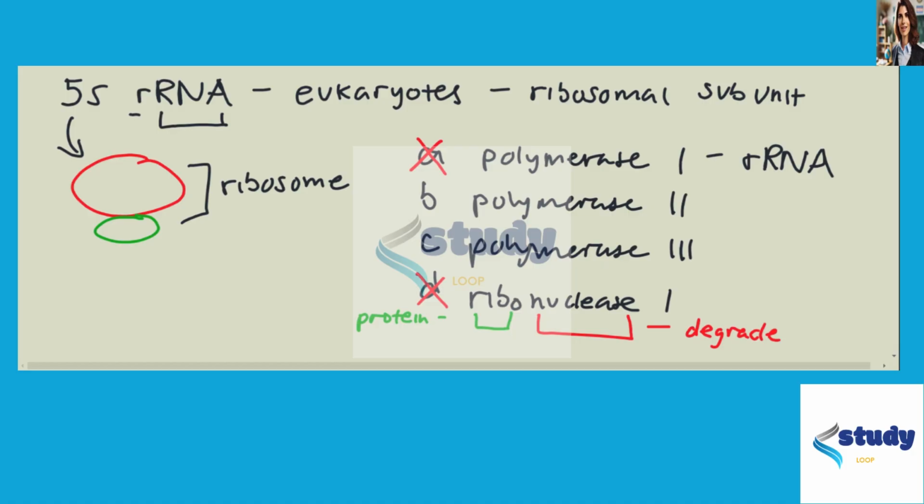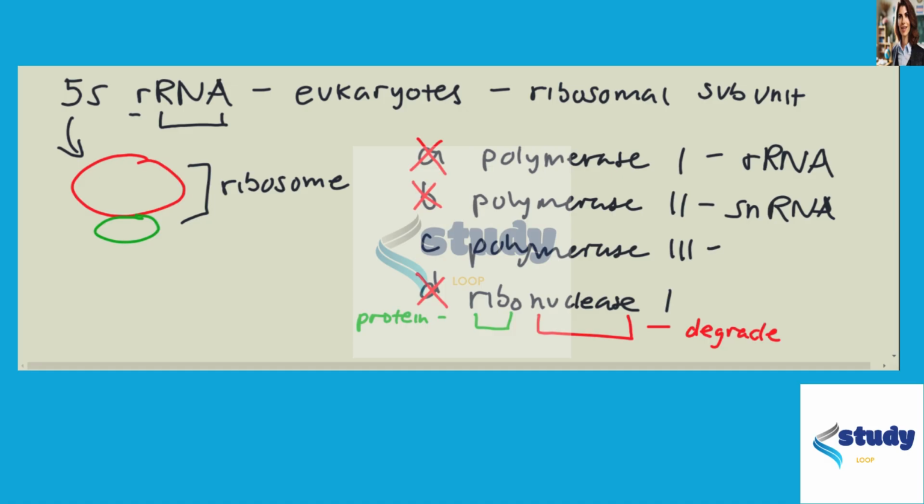In polymerase 2, it is going to make molecules such as the small nuclear RNAs. Okay, now these are going to be exonucleases that can actually break down molecules too. And these are not the RNA molecules we're looking for. So B is not the answer choice.